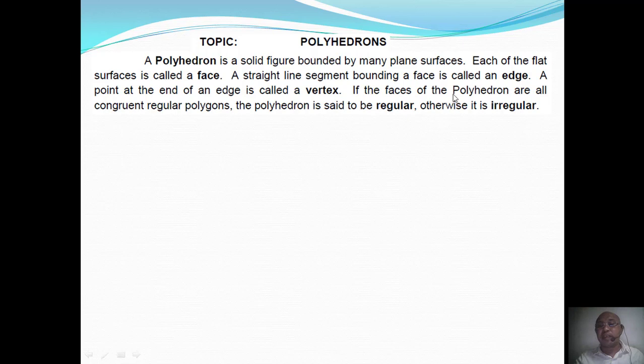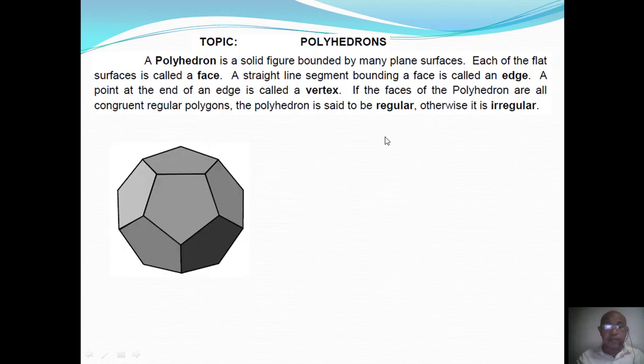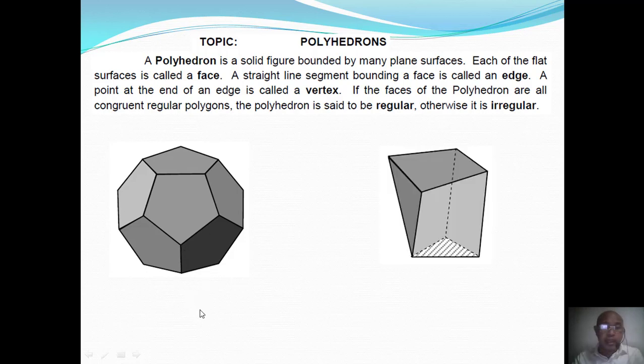And if the faces are all congruent regular polygons, equal polygons, the polyhedron is regular, otherwise it is irregular. Okay. So I have here an example of a regular polyhedron. As you can see, all the faces here are equal polygons, in this case, equal pentagons. Whereas here, a figure in which the faces are not equal polygons, we call it an irregular polyhedron.